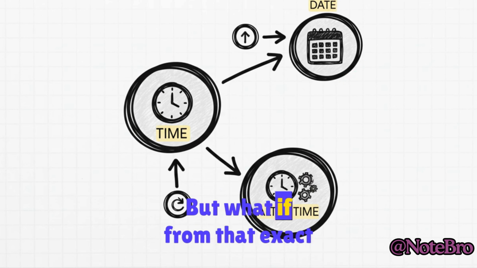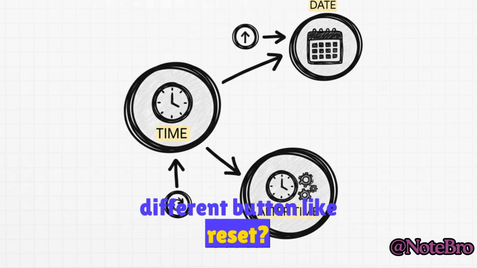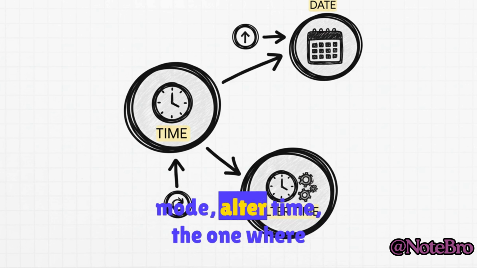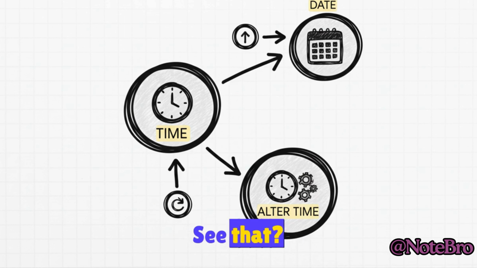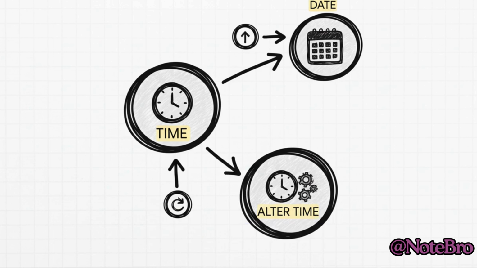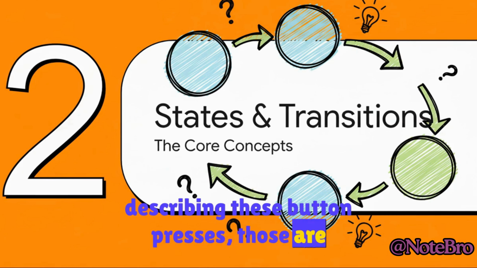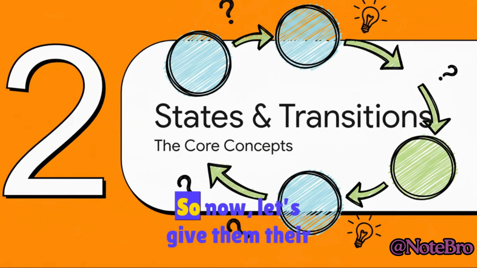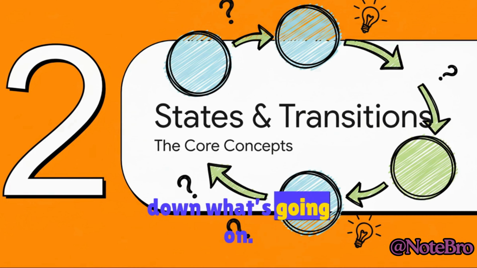But what if, from that exact same time display, you hit a different button like reset? Does it show the date? Nope. It jumps into a totally different mode, alter time, the one where you can actually change the hours and minutes. See that? Same starting point, different input, completely different outcome. What we've just been doing here, describing these button presses, those are the absolute core building blocks of this entire concept. So now, let's give them their proper official names.